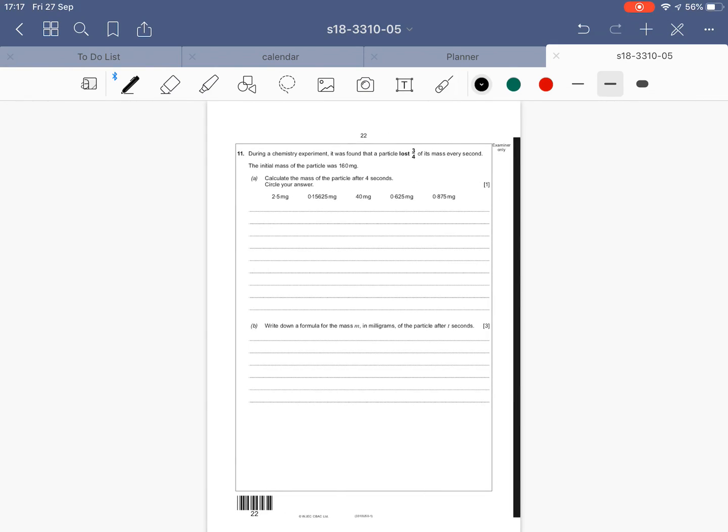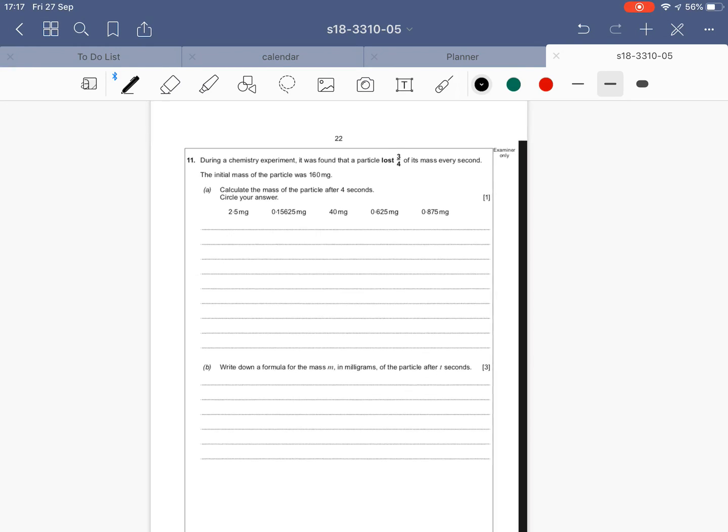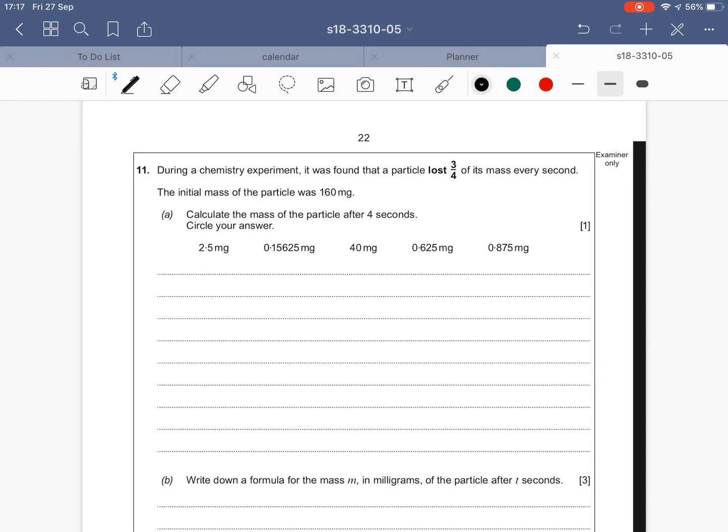Okay, question 11. During a chemistry experiment, it was found that a particle lost 3/4 of its mass every second. The initial mass of the particle was 160 milligrams. Calculate the mass of the particle after 4 seconds. Circle your answer. So it loses 3/4 each time, so it's left with 1/4.